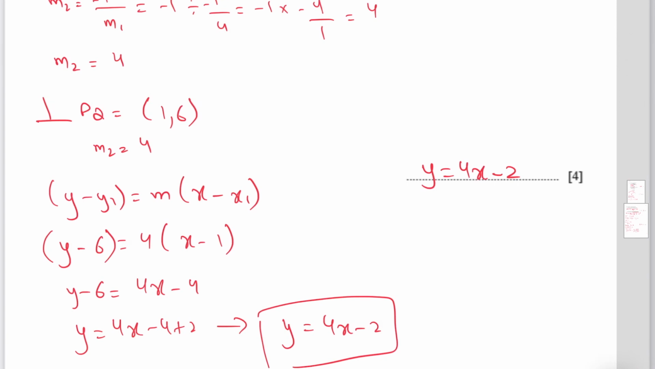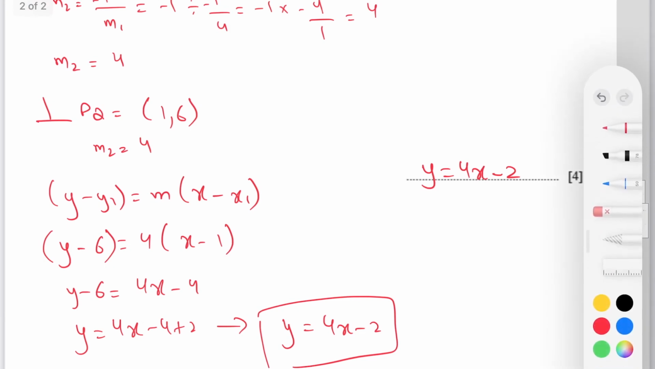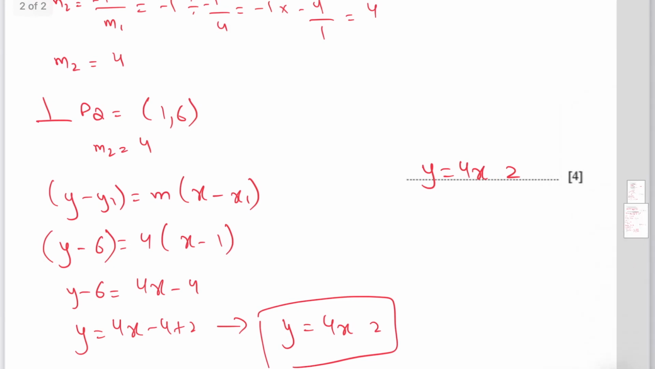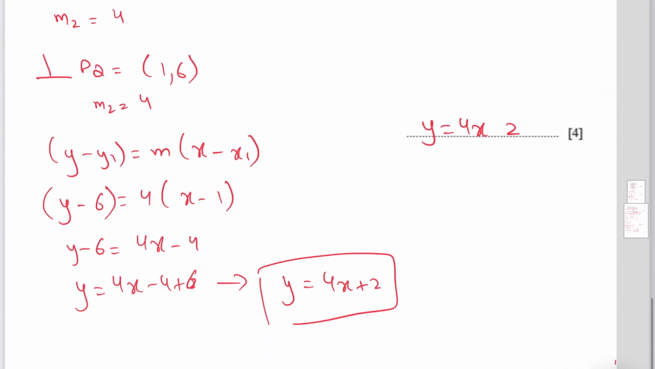Sorry, my bad. It is not going to be negative 2. It is going to be positive 2. I made a mistake over here. It is negative 4 plus 6, so this is going to be plus 2. So I write positive 2 over here, and this is also going to be positive 2. Now we are done. I hope this question made sense.